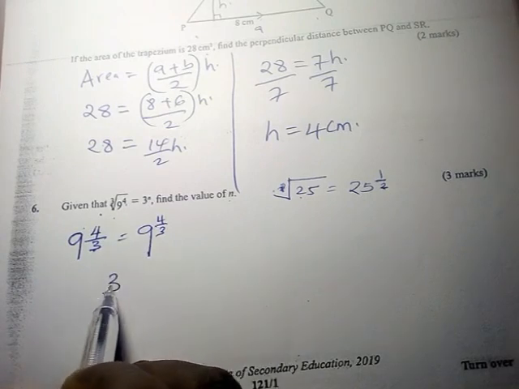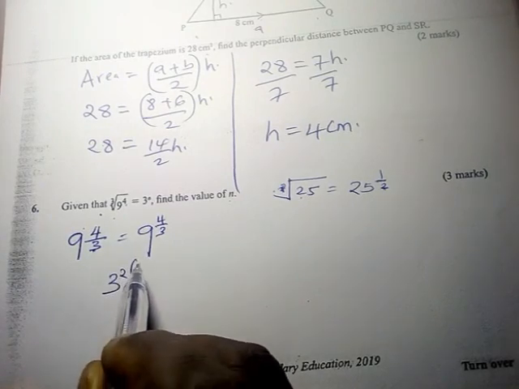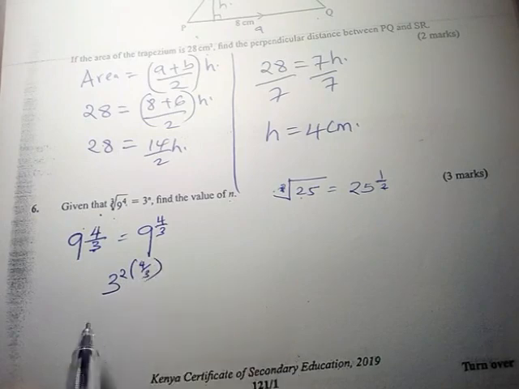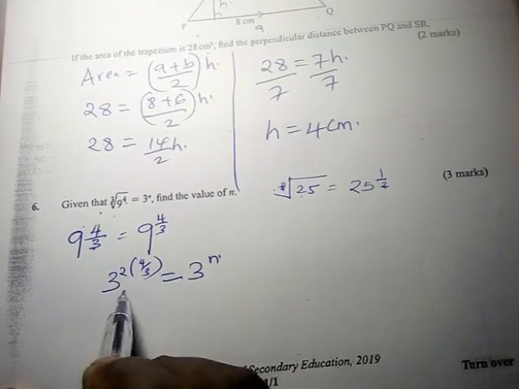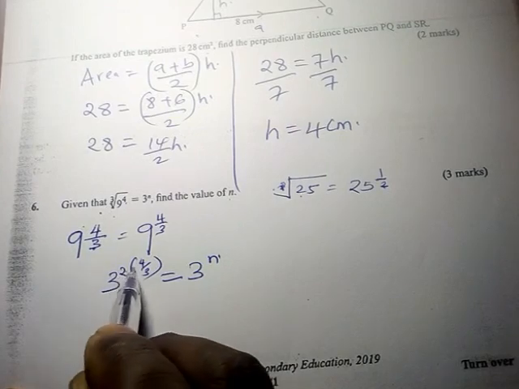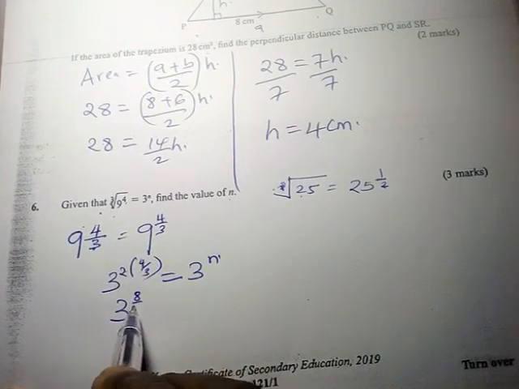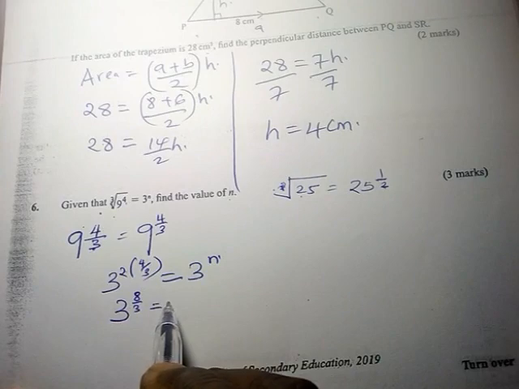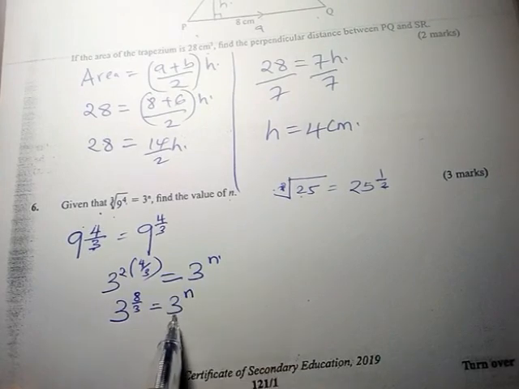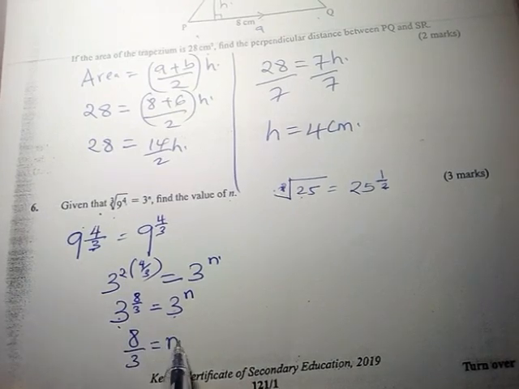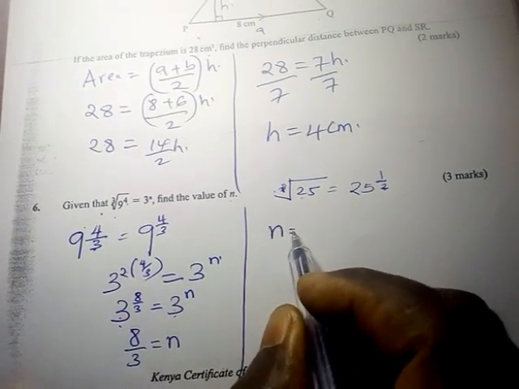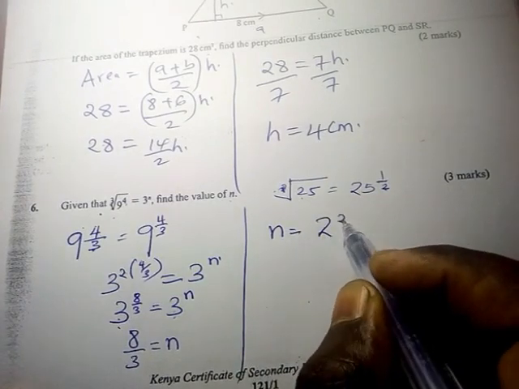That is 3 raised to power 2 times 4 over 3, which is equal to 3 raised to power n. So this times this, we will have 8 over 3 is equal to 3 raised to power n. Bases are the same, we ignore them. Now we will have 8 over 3 is equal to n. So n is equal to 2 over 3.